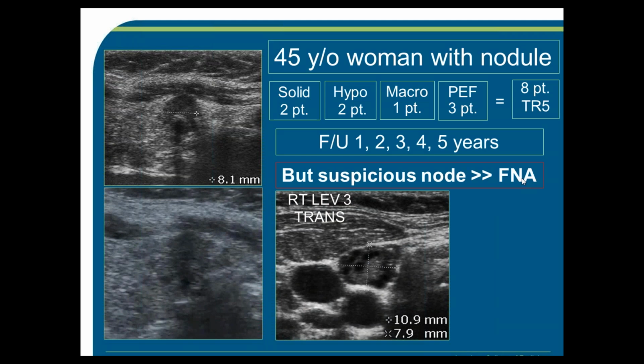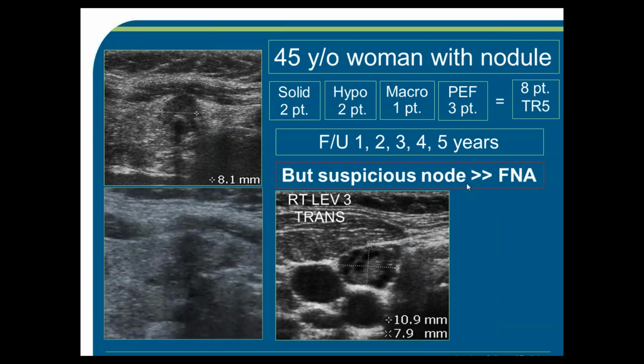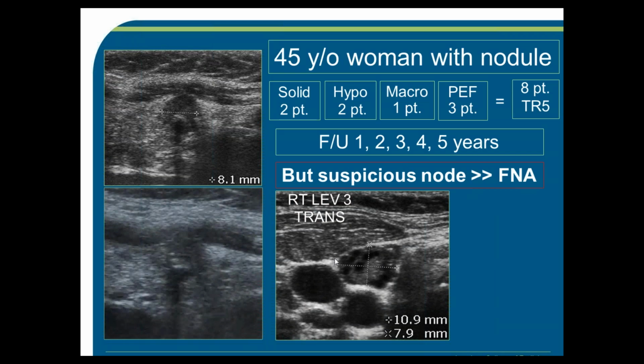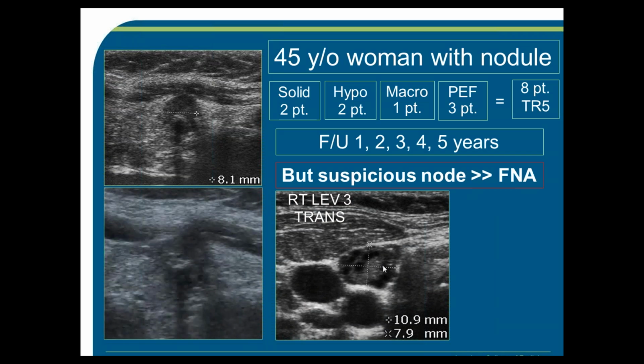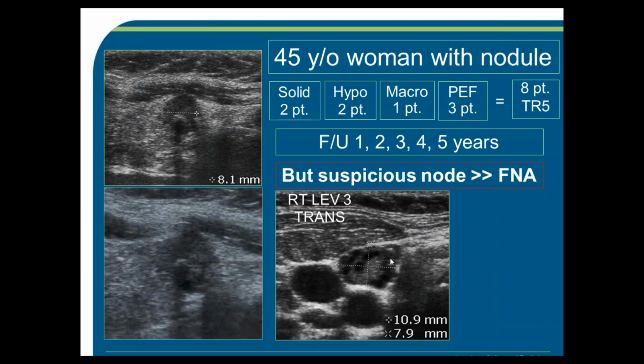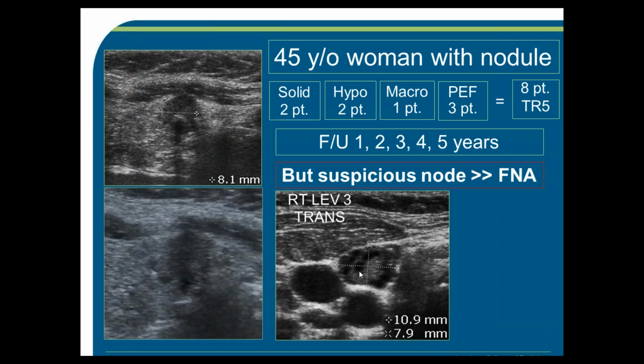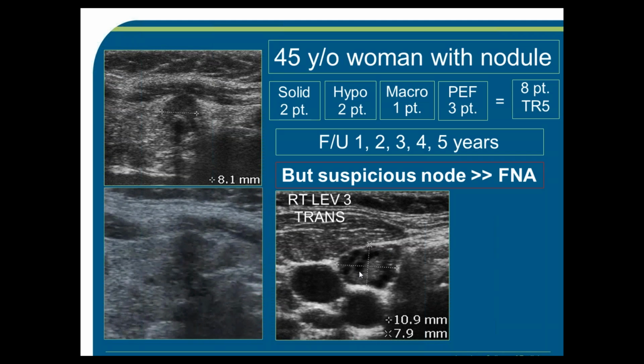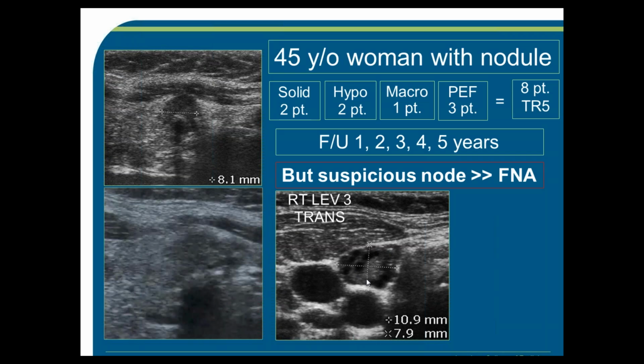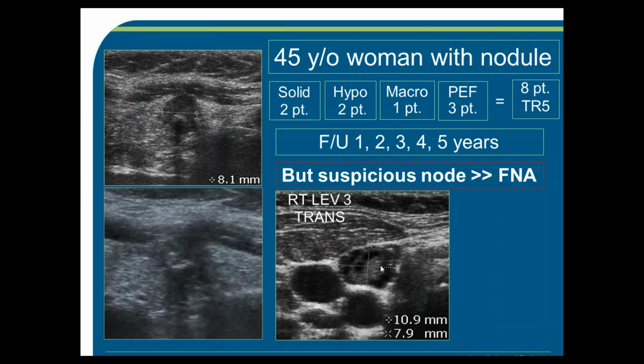However, in this patient, there's also a suspicious lymph node. This is a right level 3 lymph node that has cystic areas and a few little bright foci, very suspicious for metastatic disease. And in a case like this, the nodule and in many instances, the lymph node should also be aspirated.